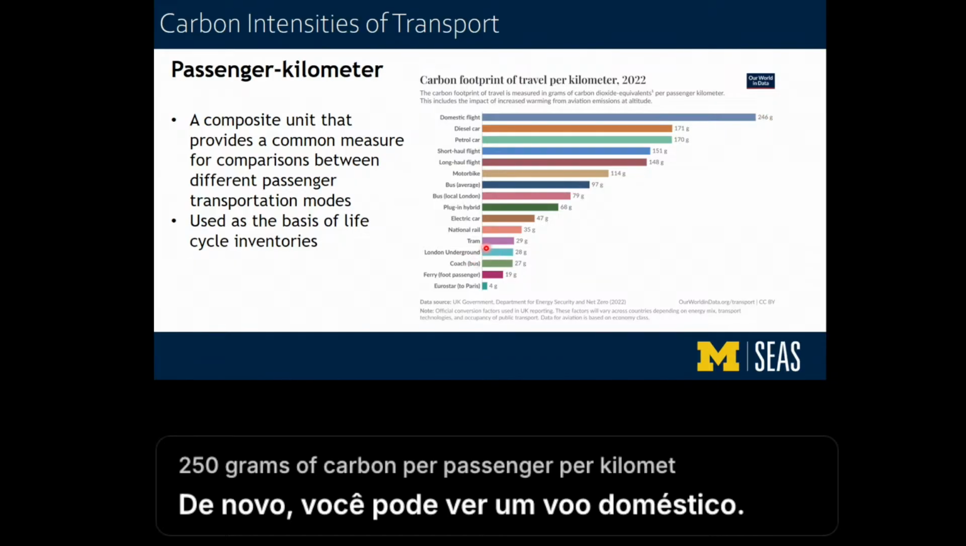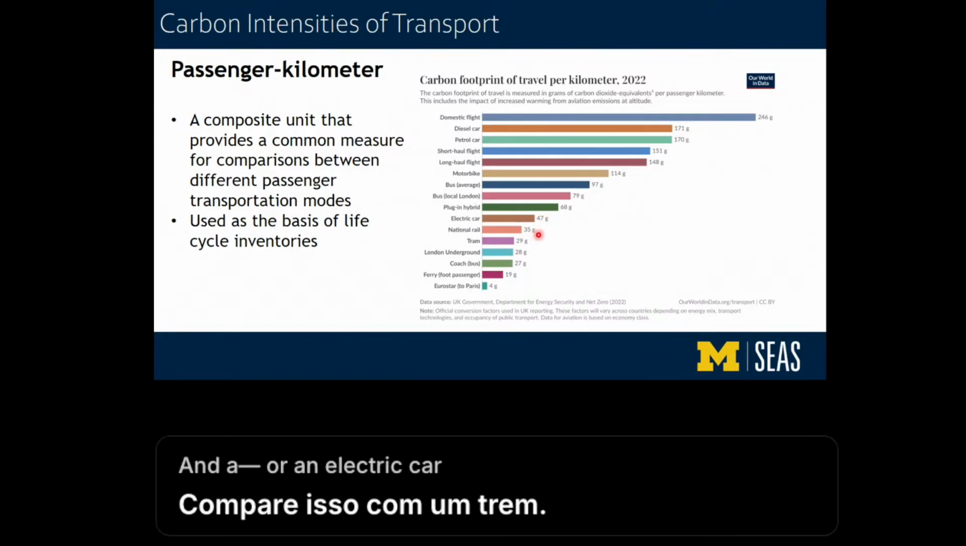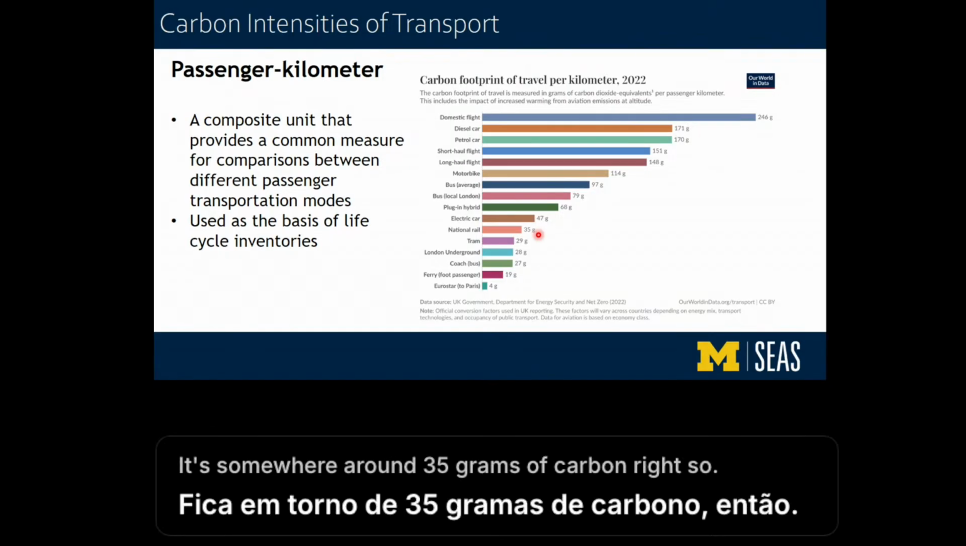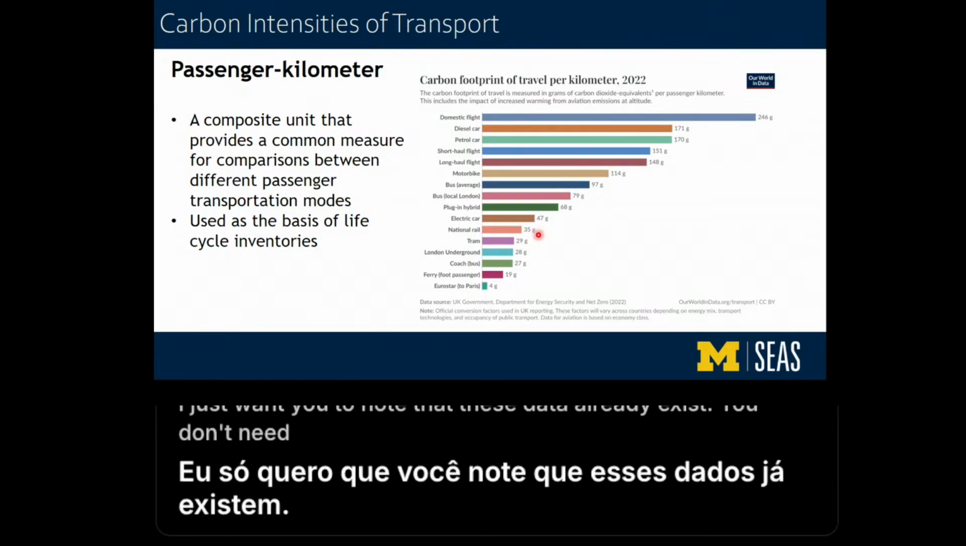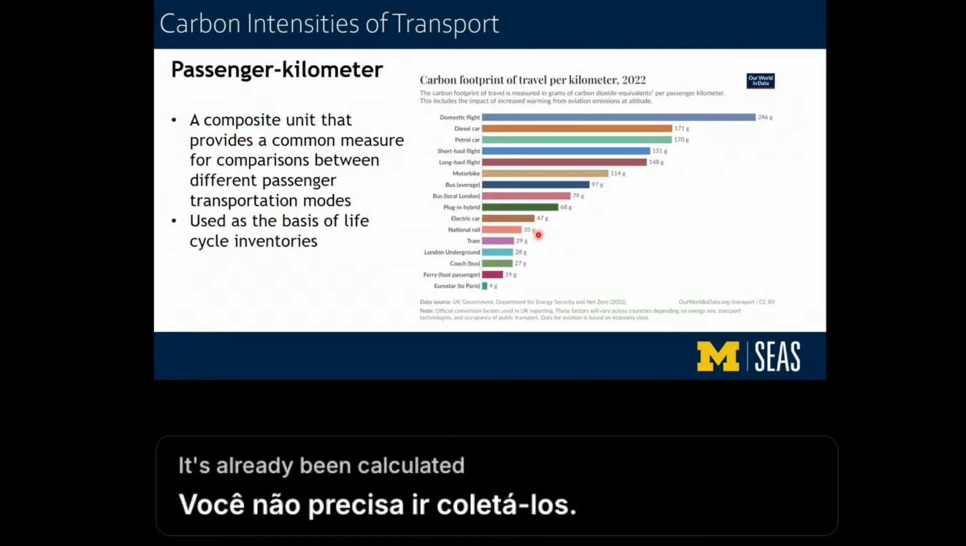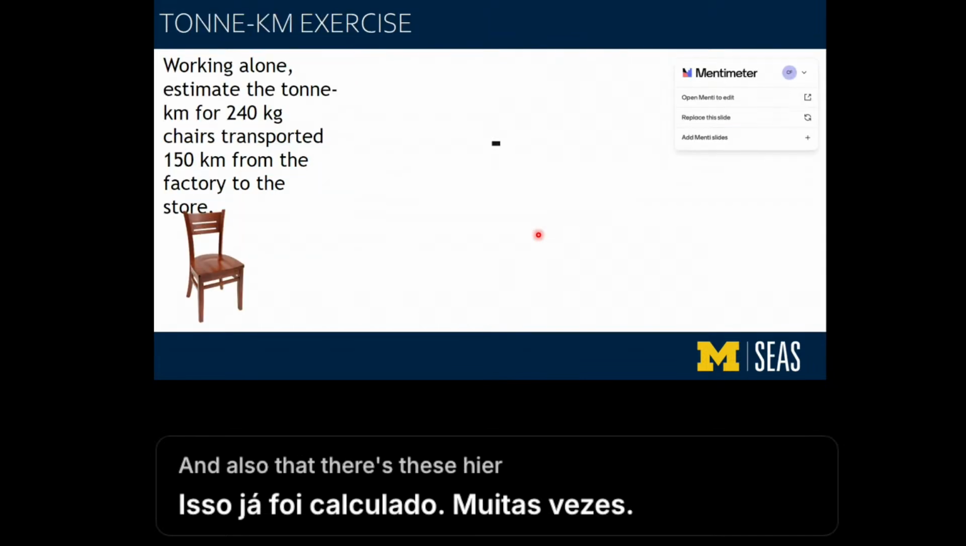Compare this to a train or an electric car, it's somewhere around 35 grams of carbon, right? So, I just want you to note that these data already exist. You don't need to go collect them. It's already been calculated too many times. And also that there's these hierarchies of transportation sustainability, okay?